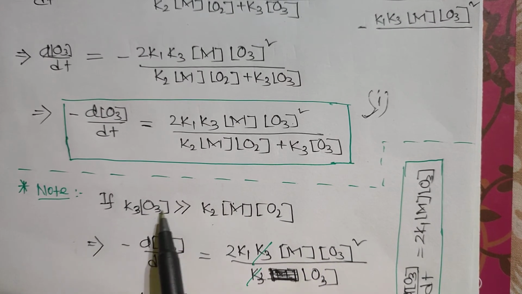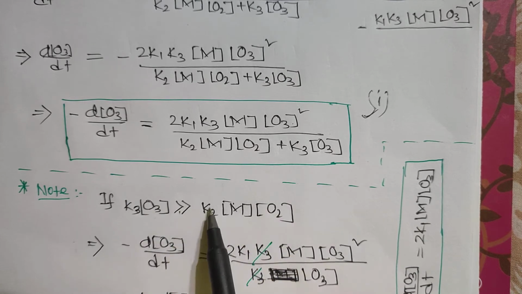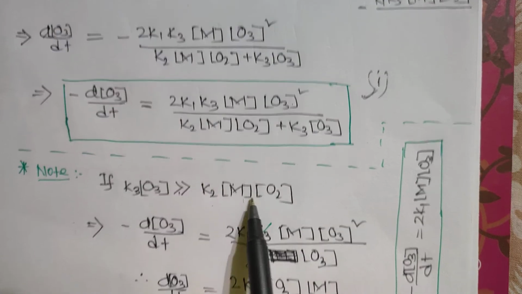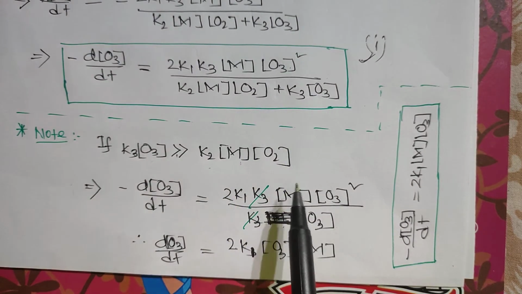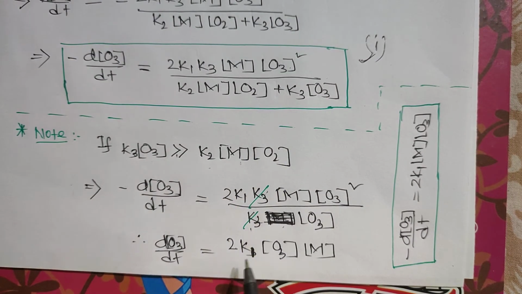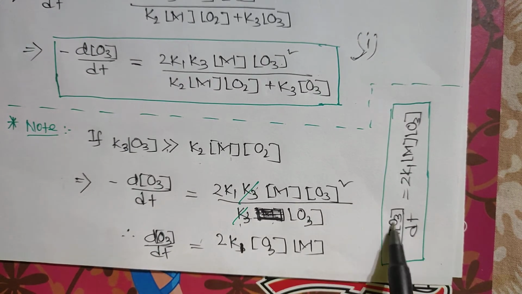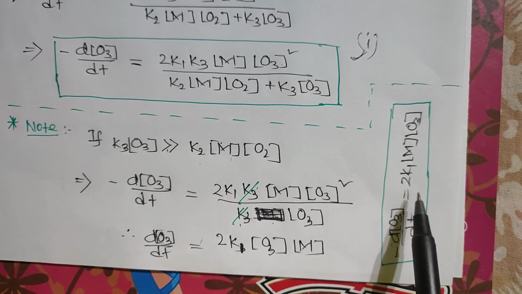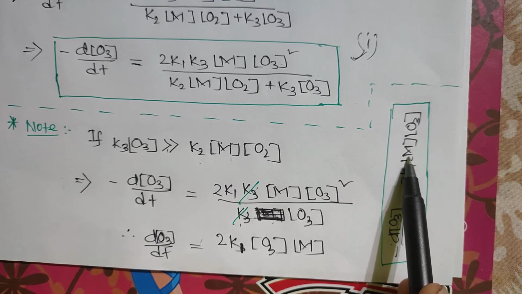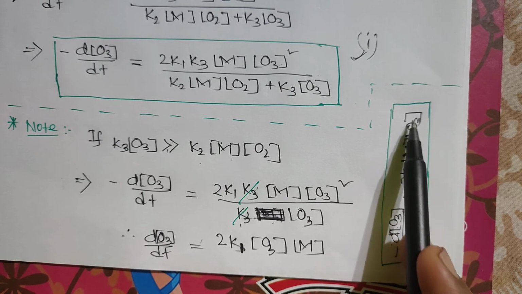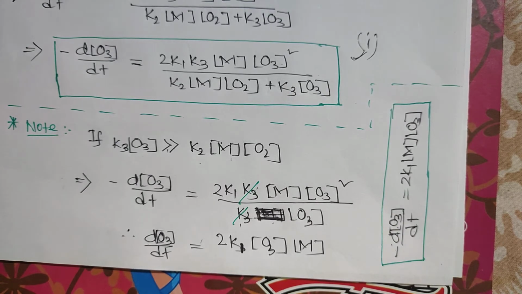Suppose one condition is given that K3 O3 is very much greater than this one. In that case we can ignore this term, and this will be cancelled, so the final will be this one. The rate of decomposition, dO3 by dt, the rate law expression, will be 2K1 m O3. So this is first order with respect to the O3 molecule. In this way you can solve this problem.